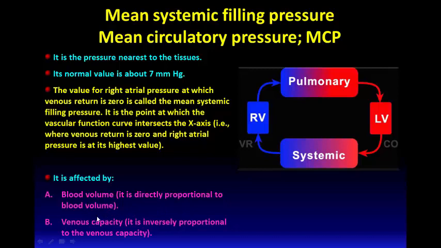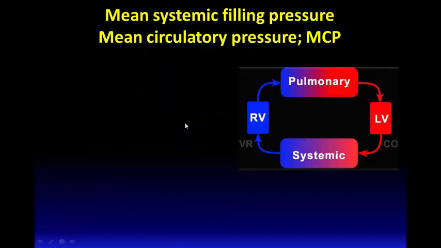The other factor which affects the mean systemic filling pressure is the venous capacity. The mean systemic filling pressure is inversely proportional to the venous capacity. Hence, as the venous capacity decreases when the veins undergo venoconstriction, the mean systemic filling pressure increases.